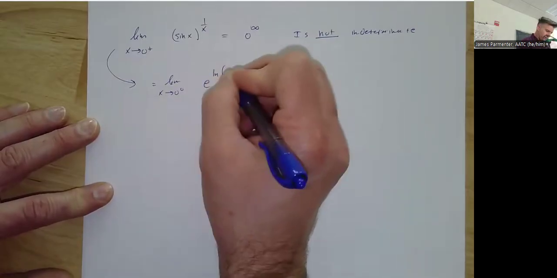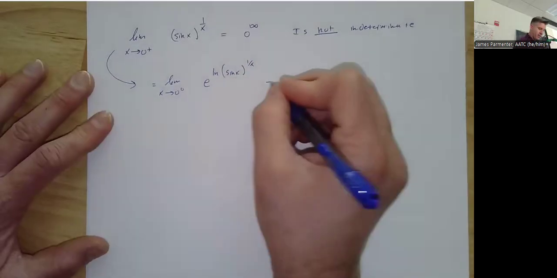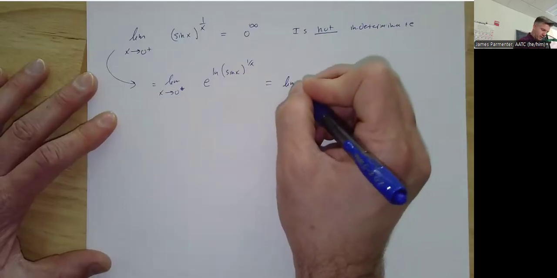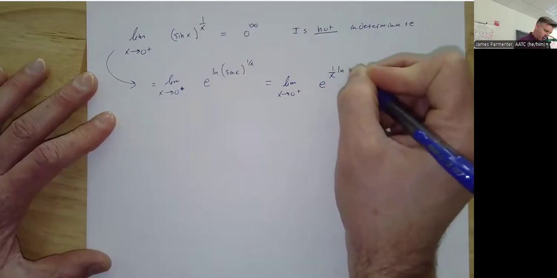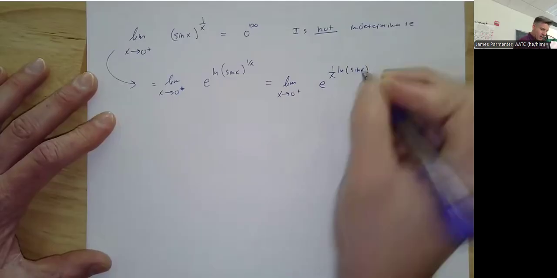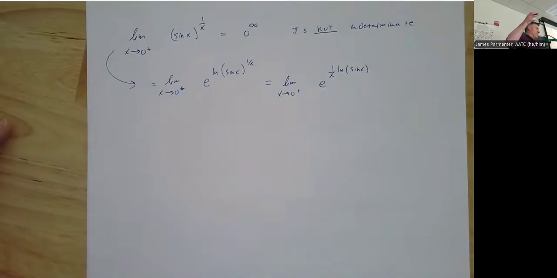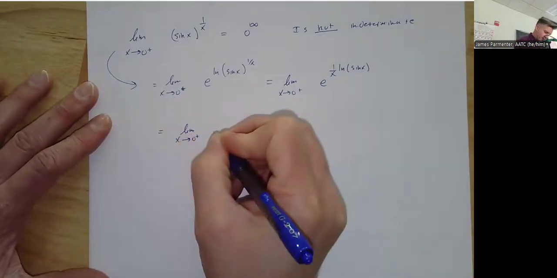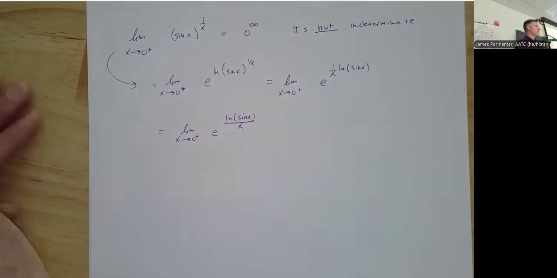E to the natural log of sine of x to the 1 over x. Now check this out. When I bring down the 1 over x in front, I am just going to write the whole thing because it's not going to require the other process. So I'm going to write e to the 1 over x times the natural log of sine of x. I'm not going to bring 1 over x to the bottom as its reciprocal. The x is already in the bottom. So what I really have here is the limit as x goes to 0 of e to the natural log of sine x over x.